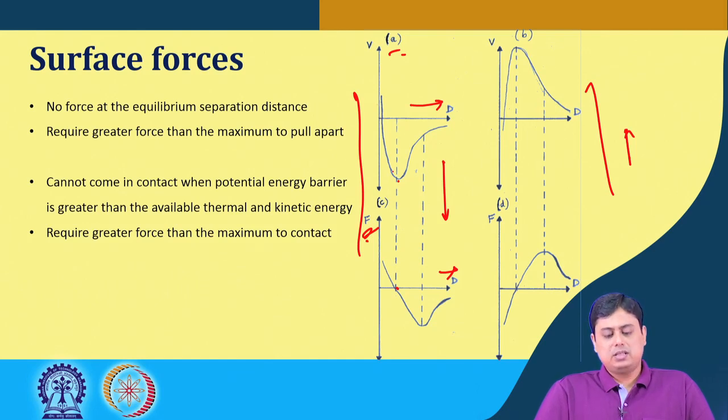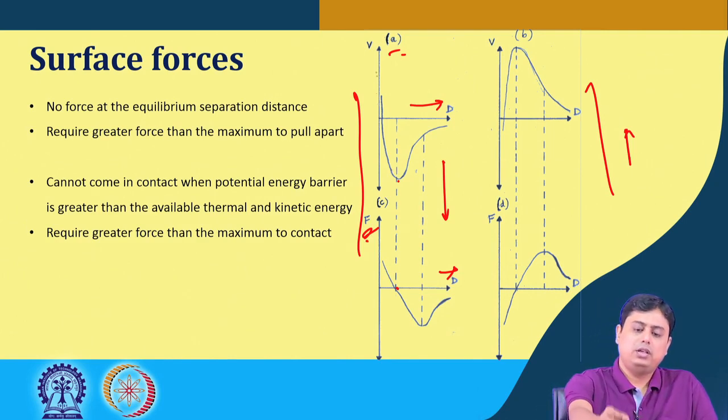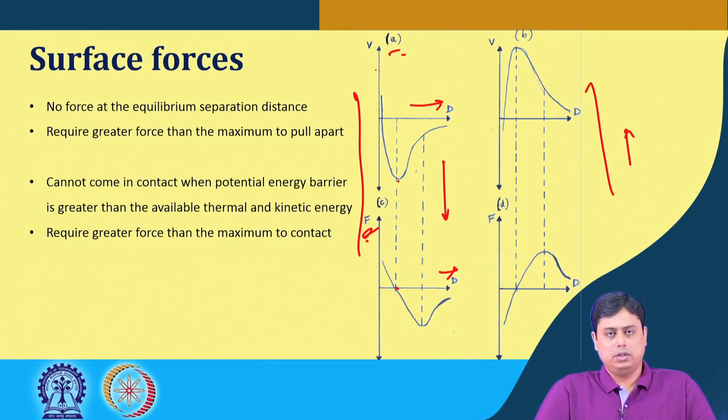Now, if we try to make them even closer, there is a huge repulsive force that acts between the two particles. And when they are separated at a larger distance, there is a very weak attraction, and if we try to take them apart, then we require a greater force than the maximum to pull them apart.